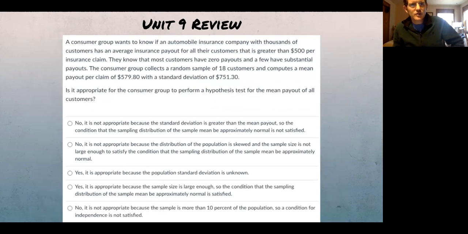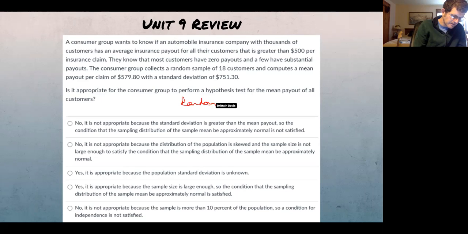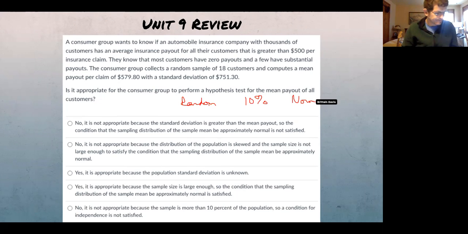Okay, so this question is all about, is it appropriate to perform a hypothesis test? Have we met our conditions? Is it random? Is it 10%? And have we met the normality condition? We can just say, is it normal?